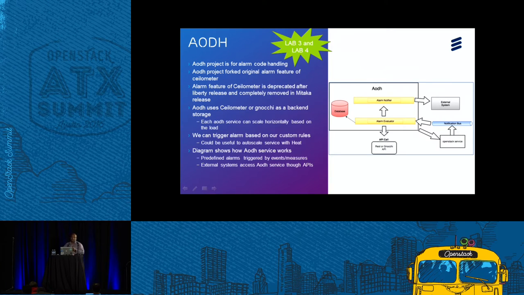And also there is lab number 5 that we have added. Hopefully, if you can finish 1 to 4, lab 5 is a little bit for the advanced user where you will create a composite alarm, or you will also use webhooks to send alarms outbound to whatever URL you are specifying.